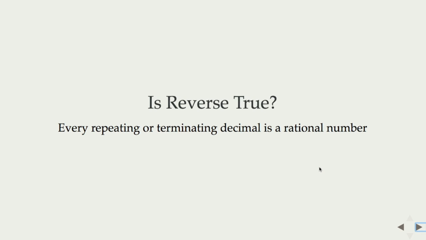So what about the reverse? Is every repeating or terminating decimal a rational number? The answer is yes. In other words, any such decimal is actually a fraction of two integers, p over q. We're not going to prove that, but let's just revisit it.